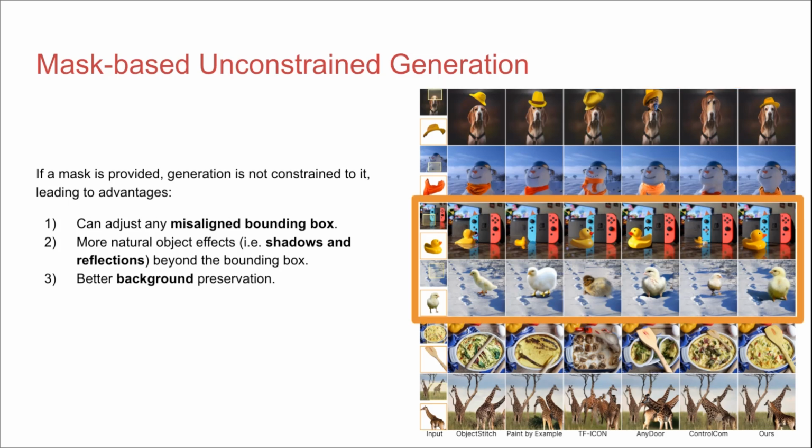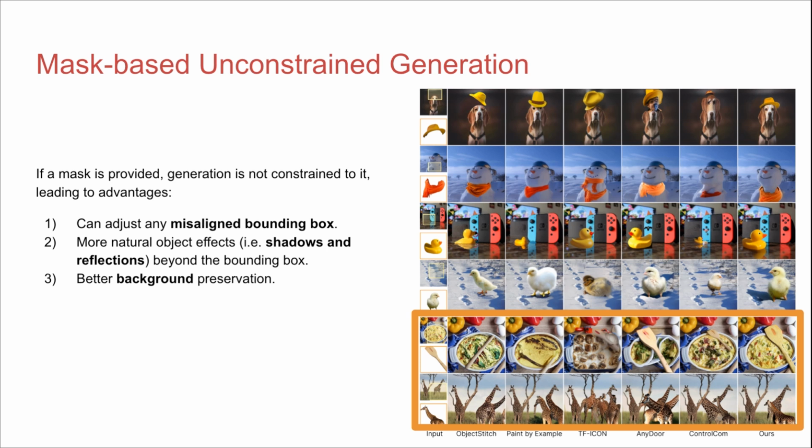Since the generation is performed in the entire image and not restricted by the bounding box, it can also synthesize object effects going beyond the bounding box. And lastly, since the model sees the entire background and not just the masked version of it, no information is lost and all background details can be preserved.